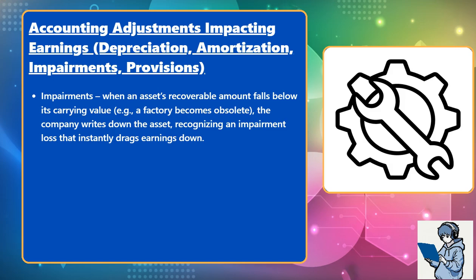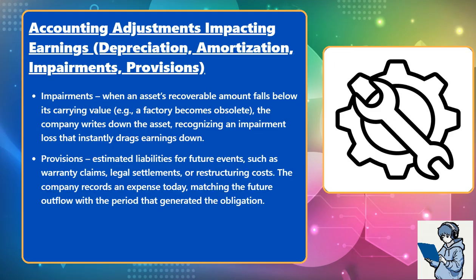Impairments occur when an asset's recoverable amount falls below its carrying value. For example, a factory becomes obsolete, and the company writes down the asset, recognizing an impairment loss that instantly drags earnings down. Provisions are estimated liabilities for future events, such as warranty claims, legal settlements, or restructuring costs. The company records an expense today, matching the future outflow with the period that generated the obligation.